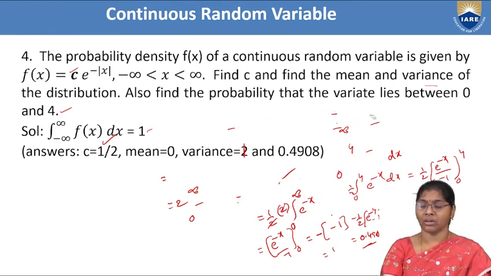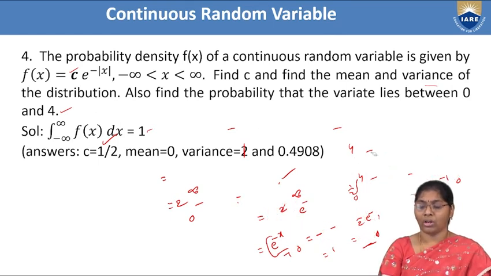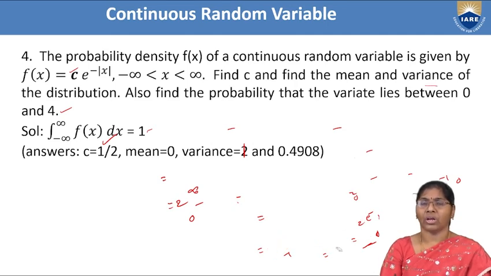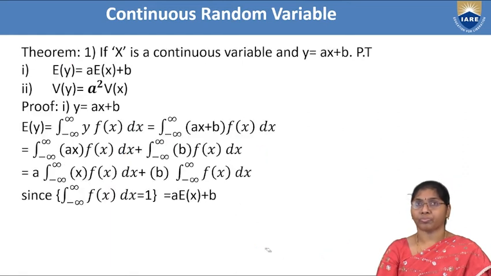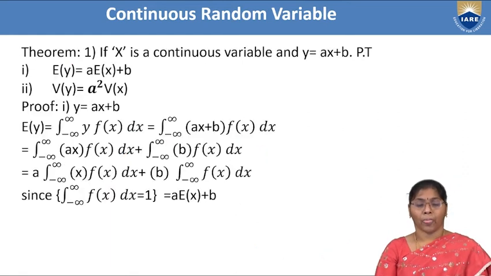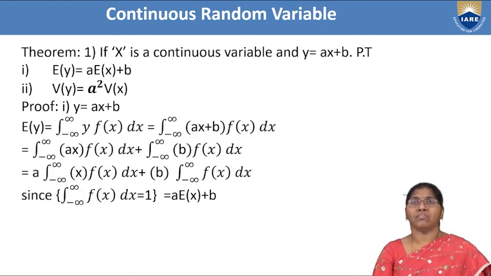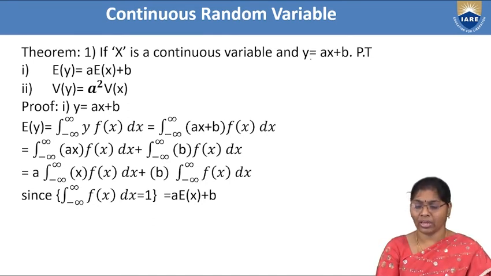Next we will see the continuous random variable theorems. Commonly we are applying the mean and variance, and we get the constants also. We will see that also. The first theorem: if x is a continuous variable and y equal to ax plus b, prove that E of y equal to a into E of x plus b. Here I am choosing y equal to ax plus b, that is equation number 1.